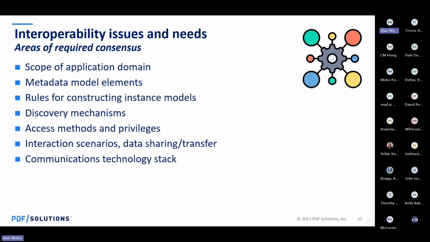So the areas to focus on are making sure that the application domain of a digital twin is well defined and understood, because this is what allows you to encapsulate the behavior in a way that can be substituted for something else. Of course, metadata model elements, how do you actually represent that domain explicitly with information technology, and then rules for taking a metadata model and constructing a specific instance, how you can discover what another system has electronically or in an automated fashion, and then of course the security, access methods and privileges for that, interaction scenarios and data sharing, and the technology stack that would be useful. So these are the areas that, if you truly want to have interoperating digital twins, have to be agreed upon.